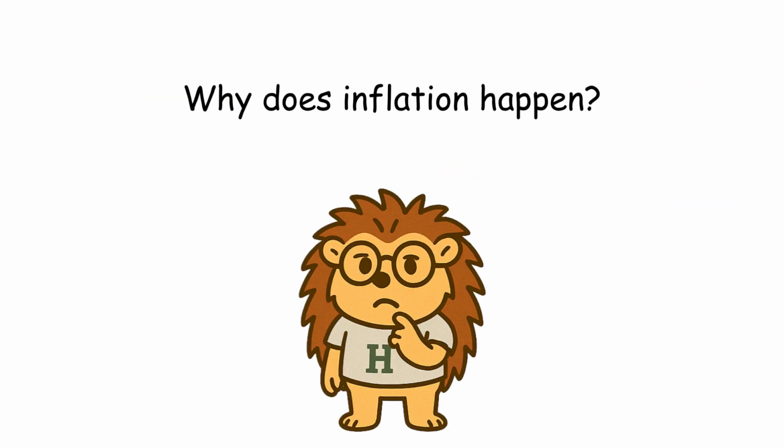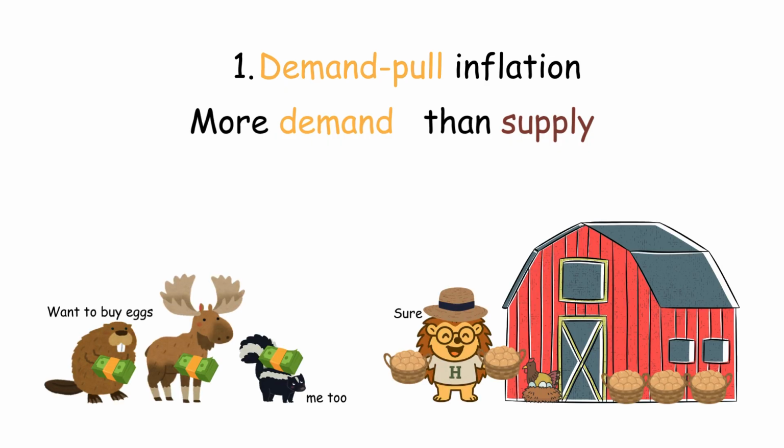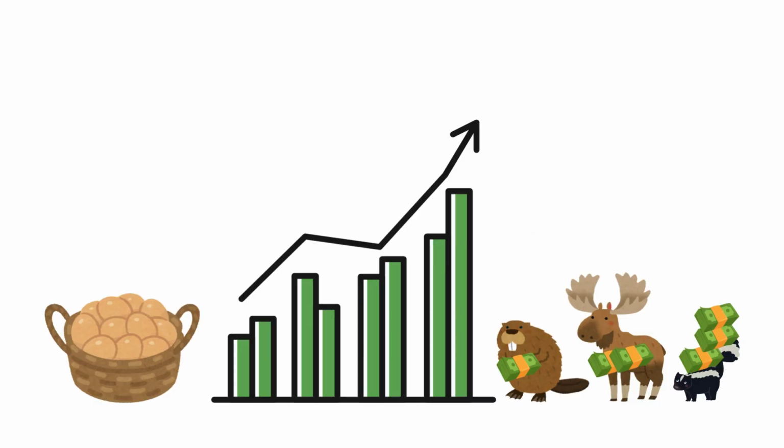Why does inflation happen? What are the different types of inflation? Demand pull inflation. This happens when many people want to buy something, but there isn't enough of it available. For example, Hedgie sells eggs on his farm, and everyone wants to buy a basket. There are enough eggs for everyone, and that's great. But then, a fire breaks out on the farm, and now there are very few eggs left, definitely not enough for everyone. People are now willing to pay more for what's left. When competition for a product increases, its price goes up too.